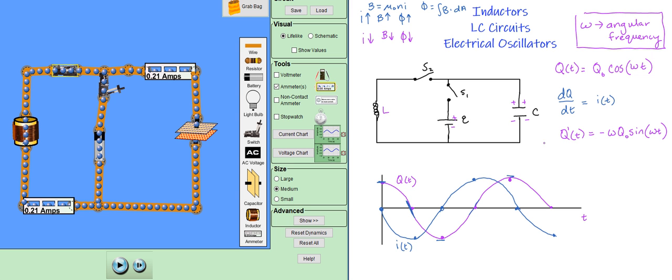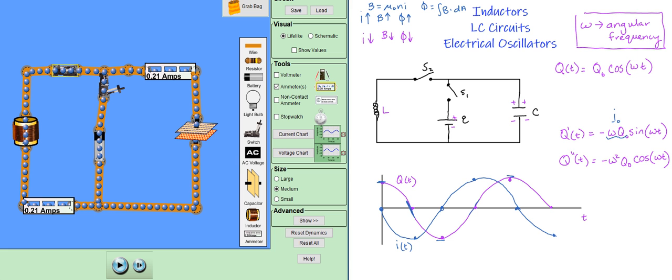I'm going to go ahead and take another derivative, so the second derivative of q with respect to time, and I'm going to get negative omega squared q naught times cosine of omega t. Okay, so I've got these all lined up here. Now what I know is that this first derivative should be the current. So I'll think about this as I naught, the current amplitude. That is omega times Q naught.